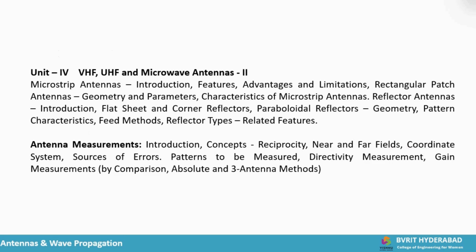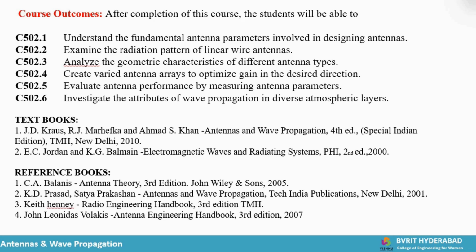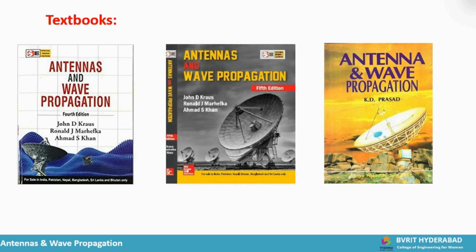We will also learn antenna measurement techniques including gain, directivity, and radiation pattern measurement. Unit 5 deals with ground, space, and skywave propagation, studied along with ionospheric and tropospheric propagation. By the end of this course, you will be able to analyze antennas, evaluate their performance, design antenna arrays, and understand wave propagation. These are the standard textbooks. These textbooks provide theoretical foundations and practical insights into antenna design, analysis, and wave propagation.